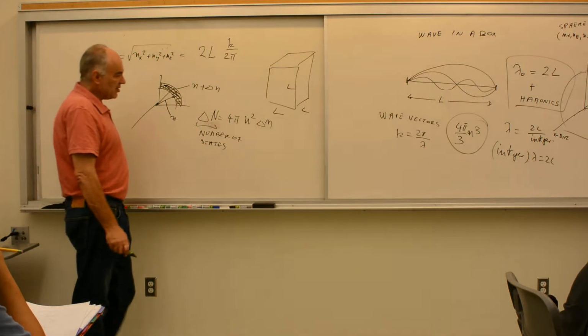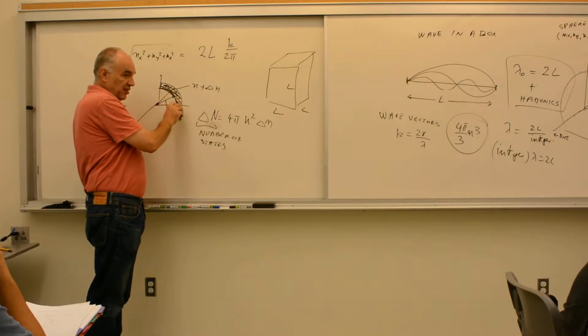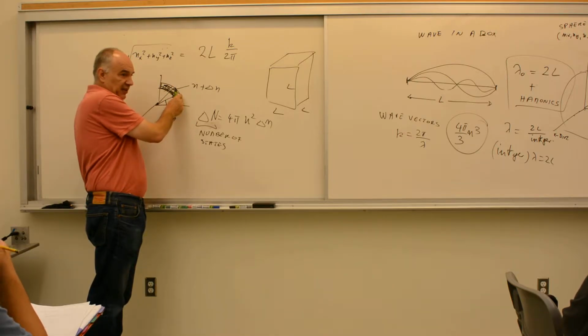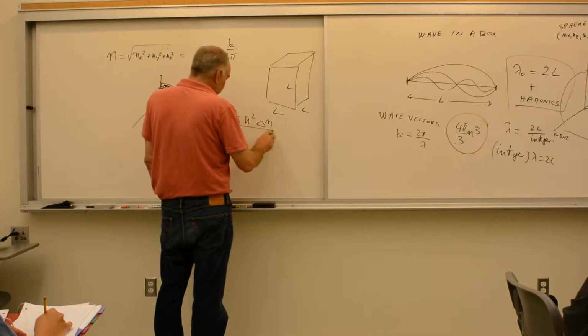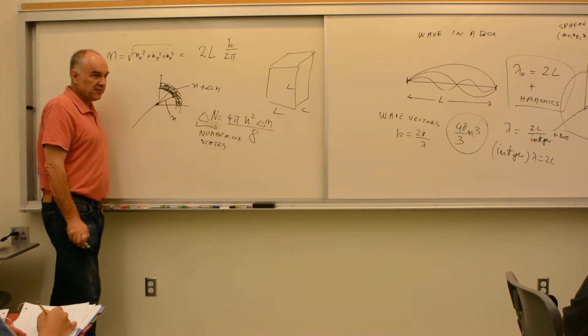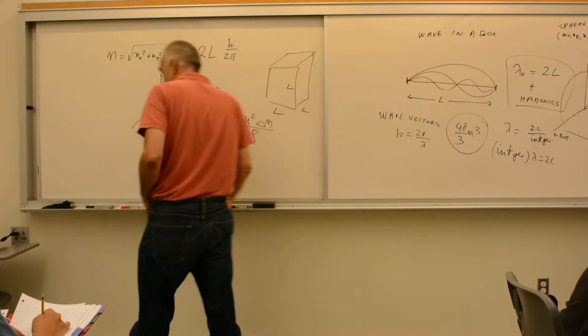Why 4 pi n squared delta n? 4 pi n squared is the surface area of this sphere, right? And then you multiply it by the thickness. And all the integers that we need are actually in the first octant. We don't need other combinations. So that's why we divide it by 8.